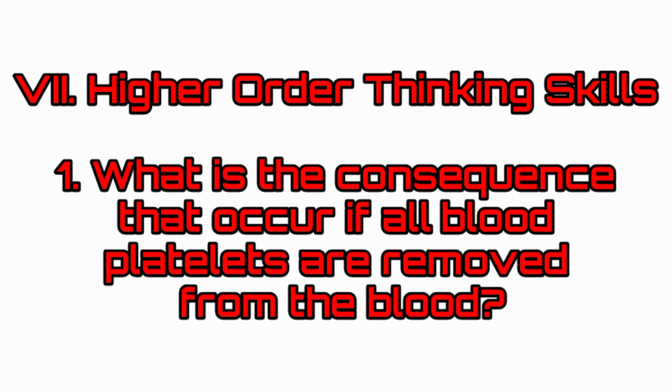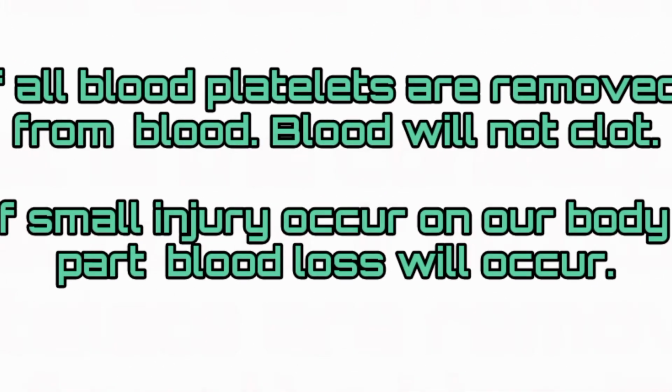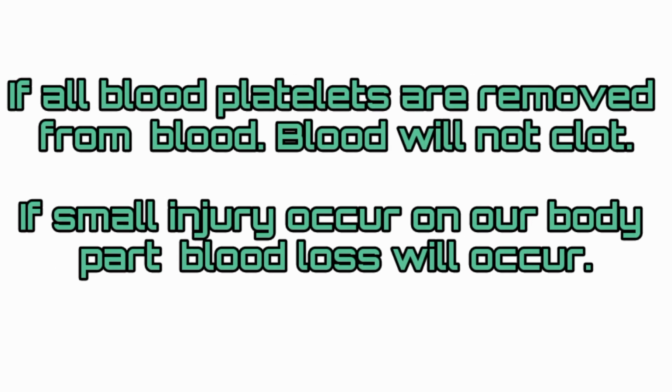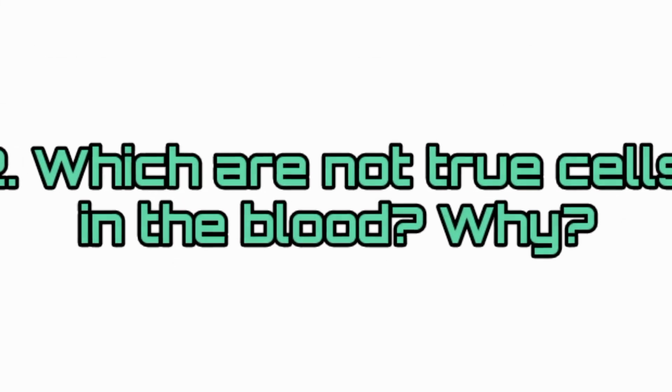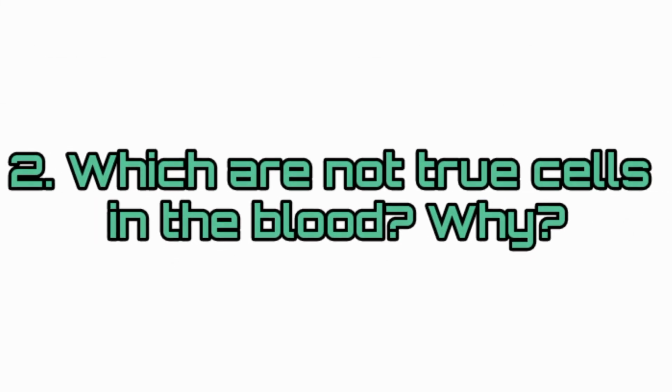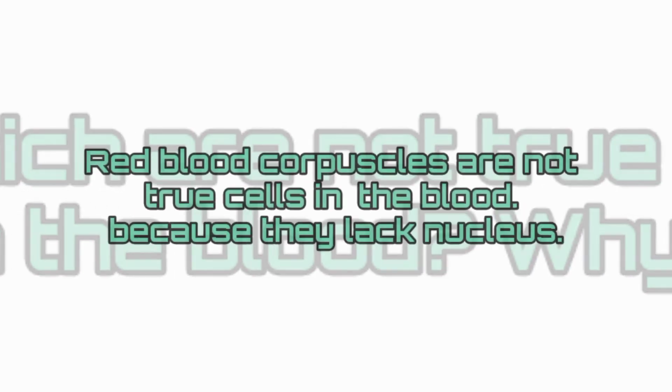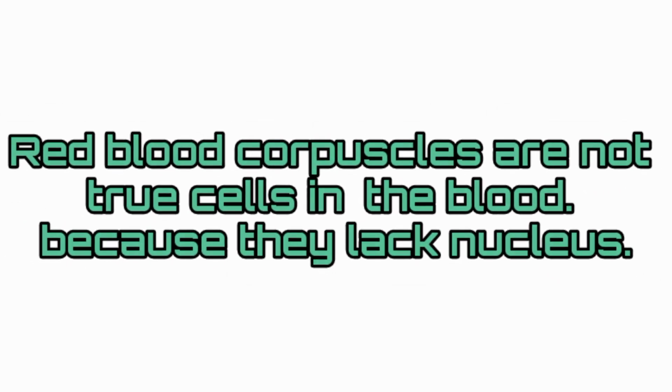Higher order thinking skills. First question, what is the consequence that occurs if all blood platelets are removed from the blood? Answer: if all blood platelets are removed from the blood, blood will not clot. If a small injury occurs on our body part, blood loss will occur. Second question, which are not true cells in the blood? Why? Red blood corpuscles are not true cells in the blood because they lack a nucleus.